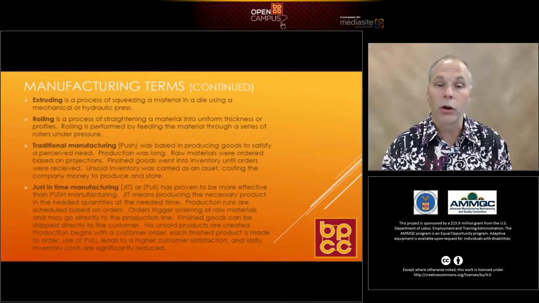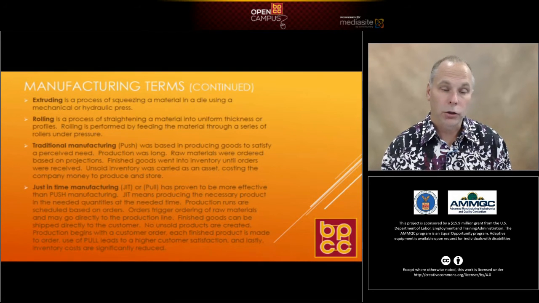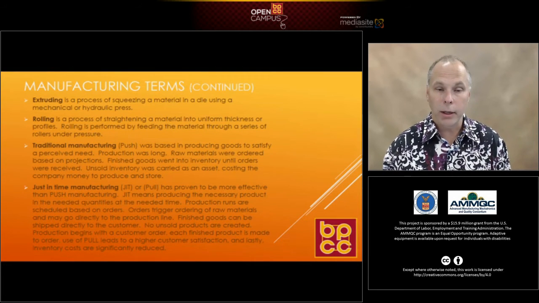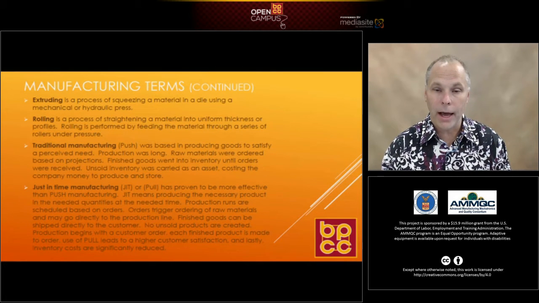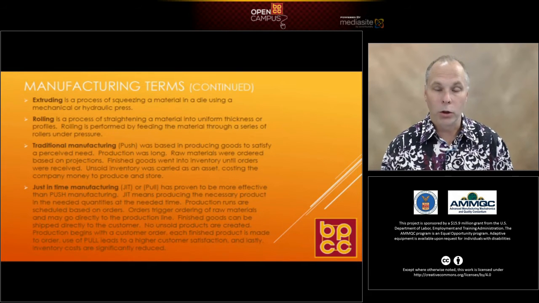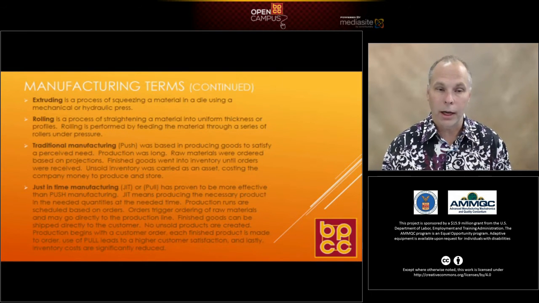Continuing on with some more terms, extruding. Extruding, back to rolling and drilling. Extruding is a process of squeezing a metal using a die and a mechanical or hydraulic press. Pretty much you have a die of what you want this item to look like, and you're using force to shove the metal through it, and at the end only what you're wanting is left, kind of like a cookie cutter to some extent.